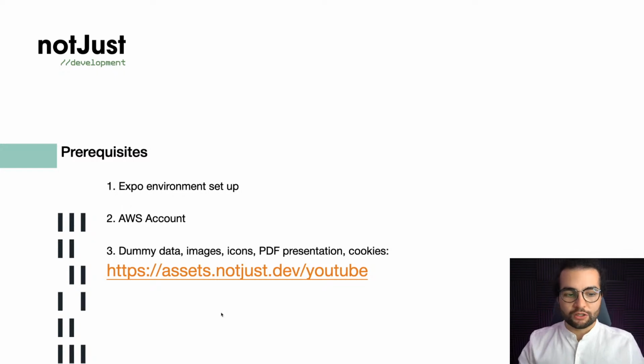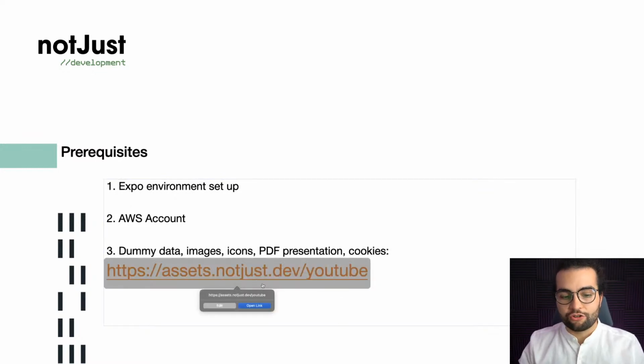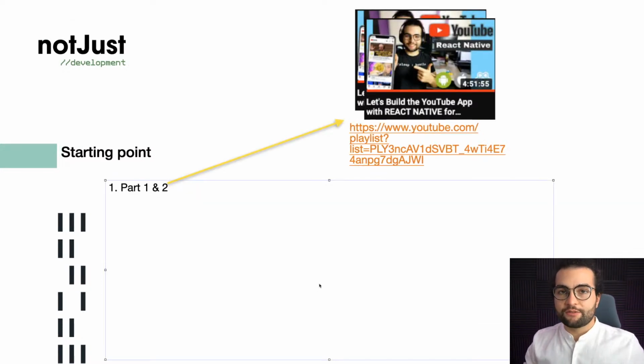What will you need to follow along this video? Probably you have already followed the previous video and you already know what is the process and how we are doing. However, if you're new, you need Expo environment set up on your machine. You need an AWS account. You need the dummy data that you can access at assets.notjust.dev/YouTube.